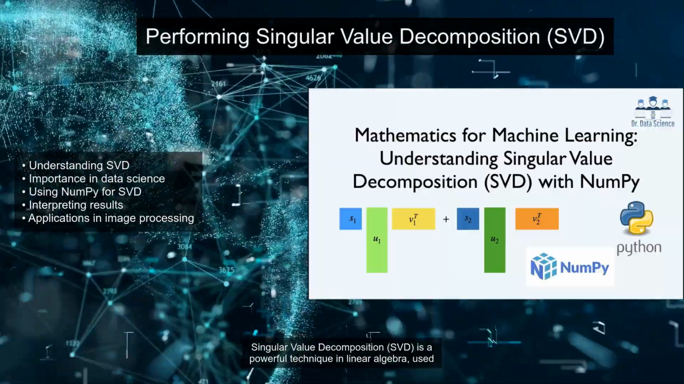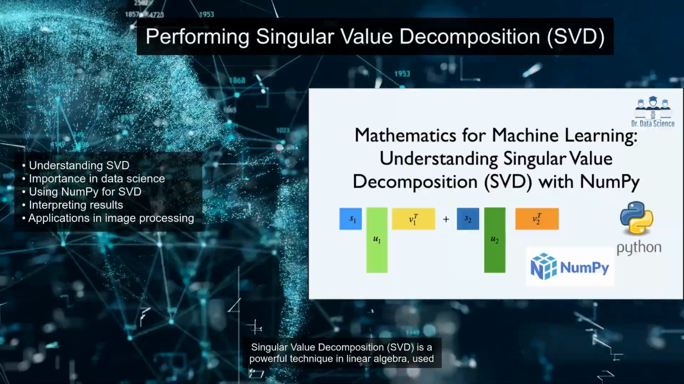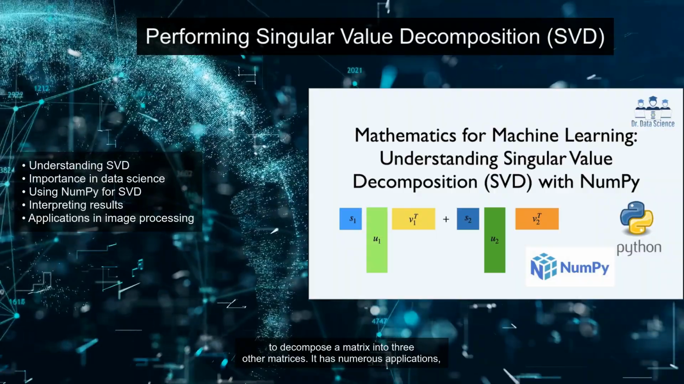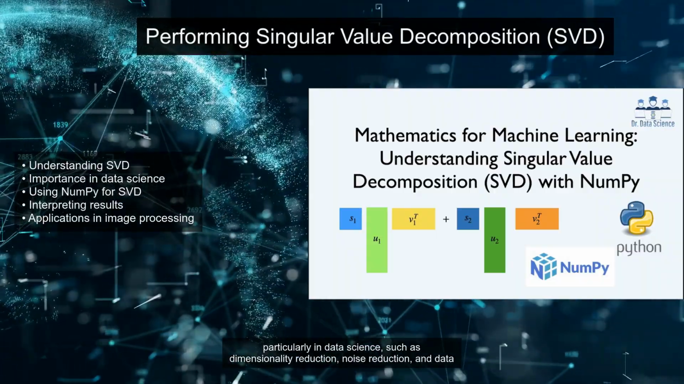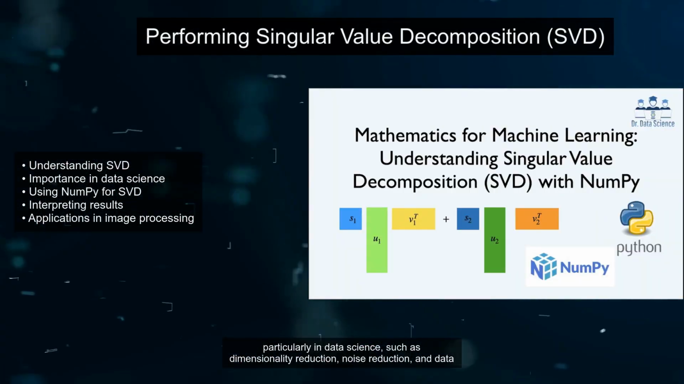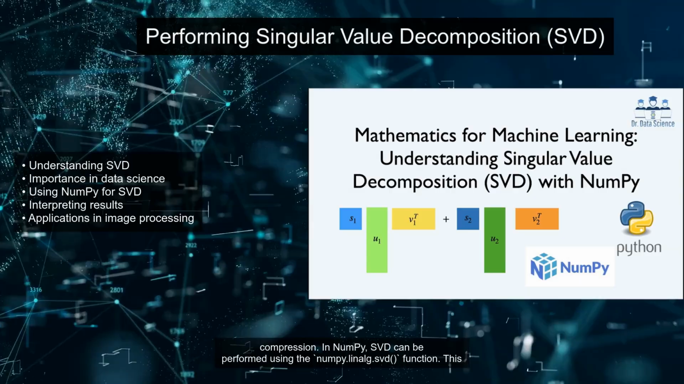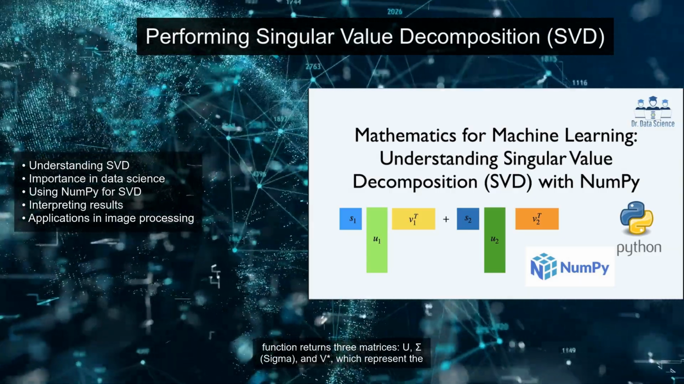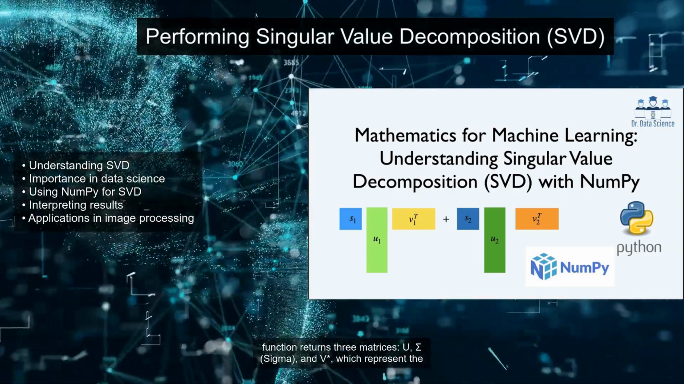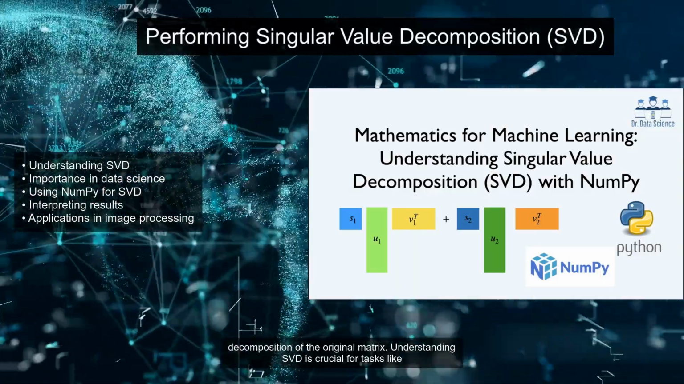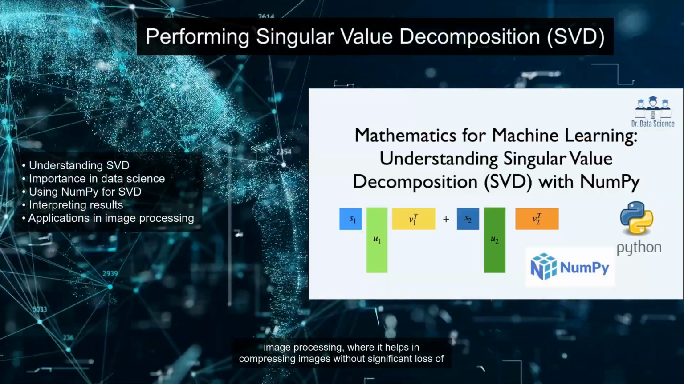Singular value decomposition, SVD, is a powerful technique in linear algebra, used to decompose a matrix into three other matrices. It has numerous applications, particularly in data science, such as dimensionality reduction, noise reduction, and data compression. In NumPy, SVD can be performed using the numpy.linalg.svd function. This function returns three matrices, U, sigma, and V, which represent the decomposition of the original matrix.